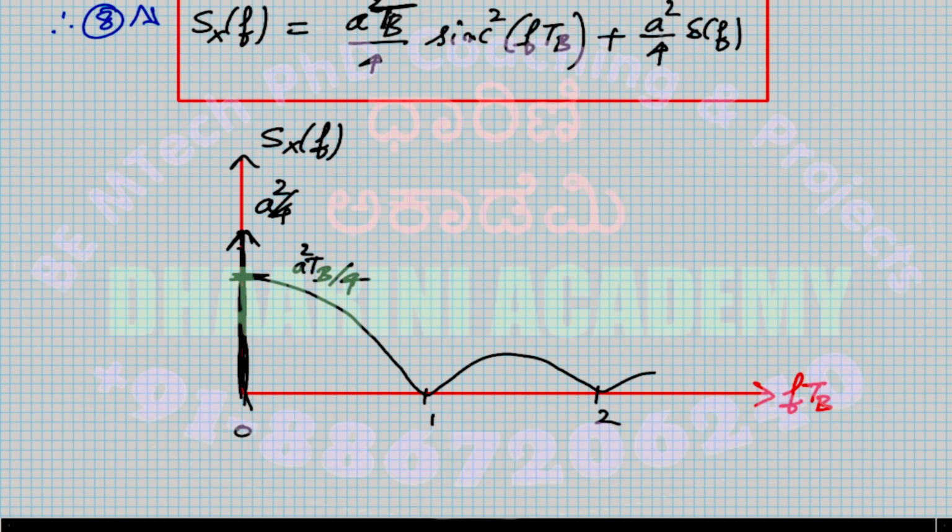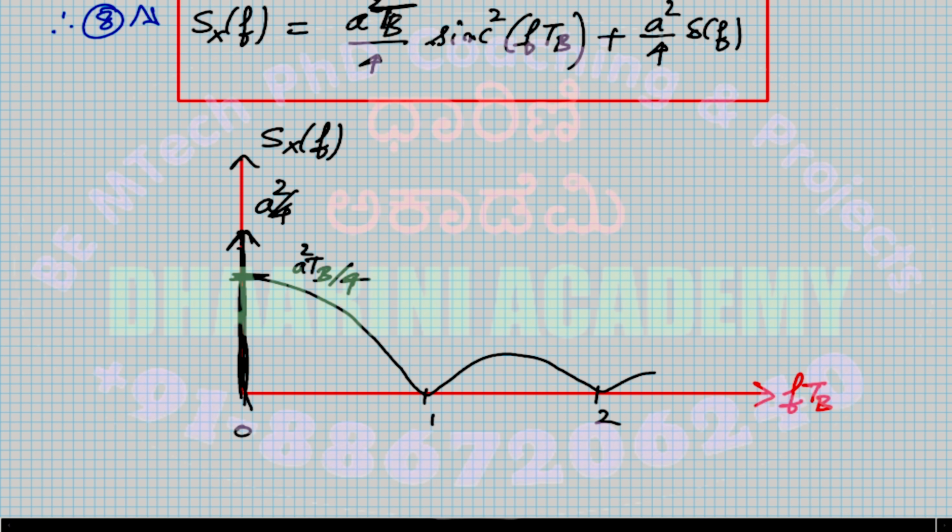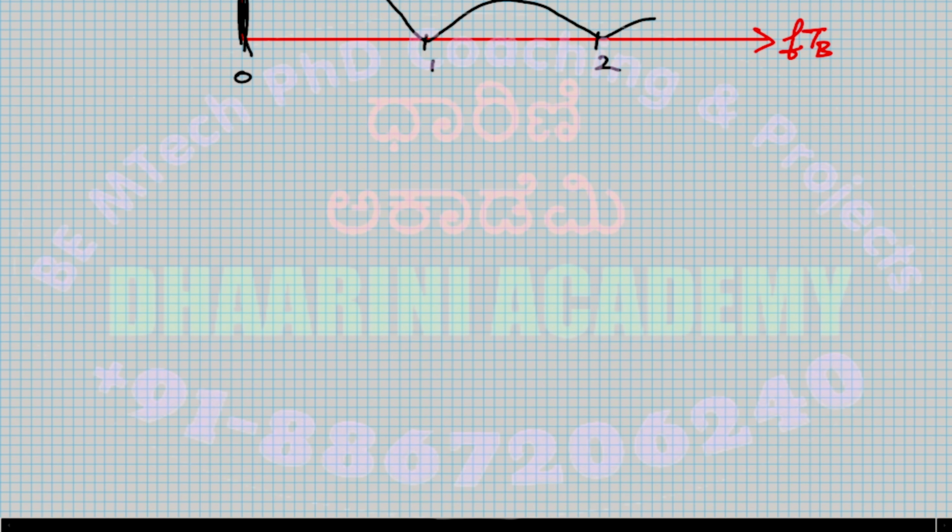So in the previous session, we saw the power spectral density of NRZ, the unipolar format. We can see the equation above, and this is the graph. All right, let's move ahead.